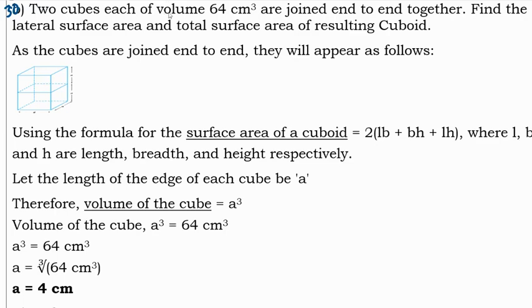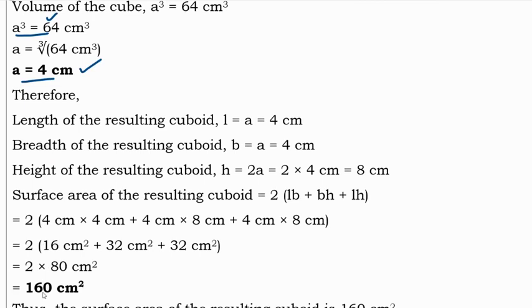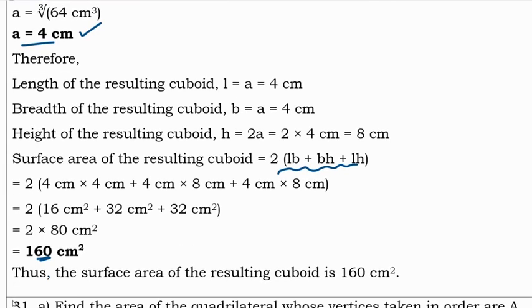30th question. Two cubes of each volume 64 centimeter cube are joined end to end like this. Find the lateral surface area and total surface area. So lateral surface area is 4 centimeters. Using the formula, a cube is 64, a will be 4. Total surface area, we have to apply the formula 2 into (lb plus bh plus lh), and the total surface area is 160 centimeters square.